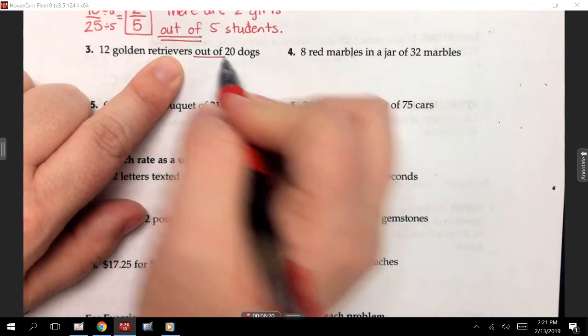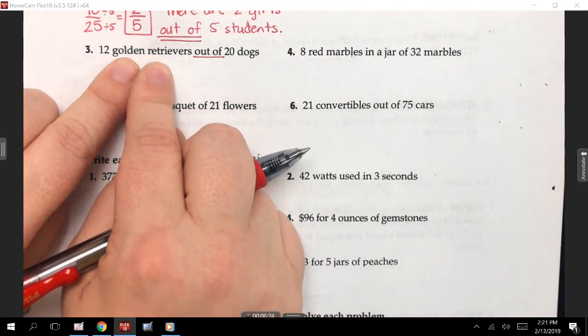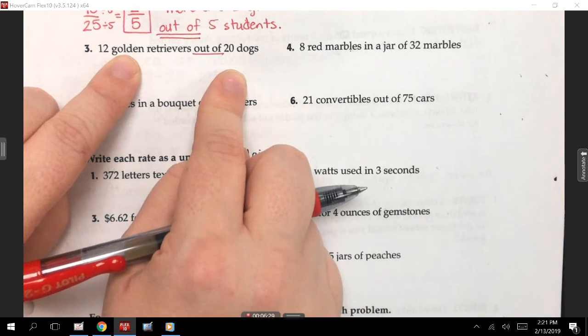All right, number 3 says 12 golden retrievers out of 20 dogs. Why am I using "out of" here? Holland? It's a collection of dogs. Yeah, the 12 golden retrievers are a type of dog that I can take out of the 20 dogs.